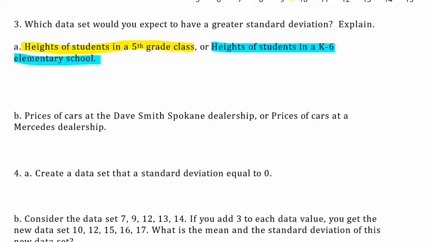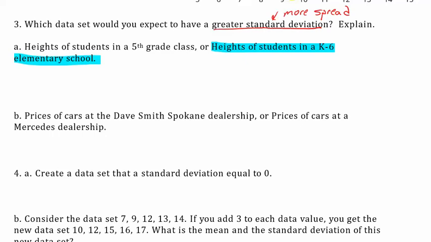Well, if we think about just a 5th grade class, they're all kind of the same age, right? Within a year, probably. Whereas the height of a K through 6, you're going to have kids that are like 6 years old and kids that are, I don't know, how old are 6th graders? 10, 11, 12? I don't know. But they're way more spread out, right? Because the ages are more spread out. So I'm going to say this guy right here. The heights of students in a K through 6 are going to have a greater standard deviation. So what we mean by that is more spread, more variability, not clustered together.